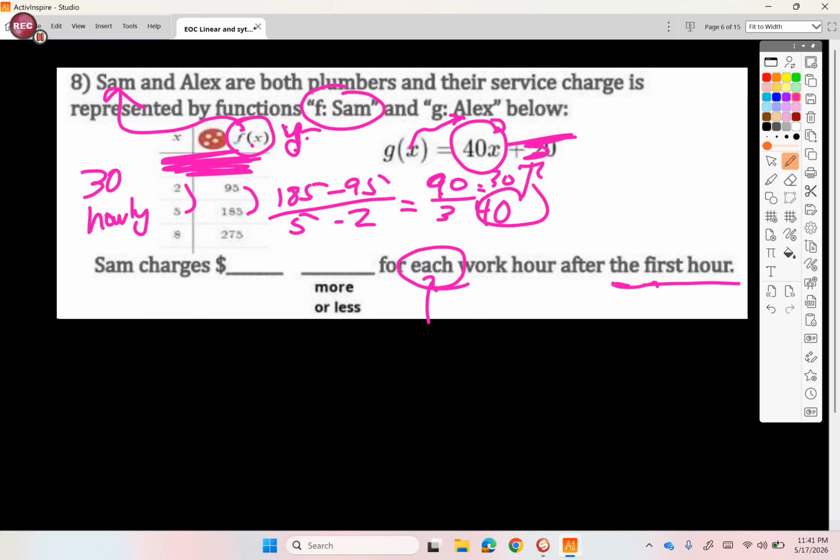And on this side, we know it's 40 that touches x, so 40 per hour. So Sam is $10 cheaper. So in this case, Sam charges $10 less for each hour after the first hour. Right? What if he was 50 bucks? Then that would have been $10 more. Make sense?